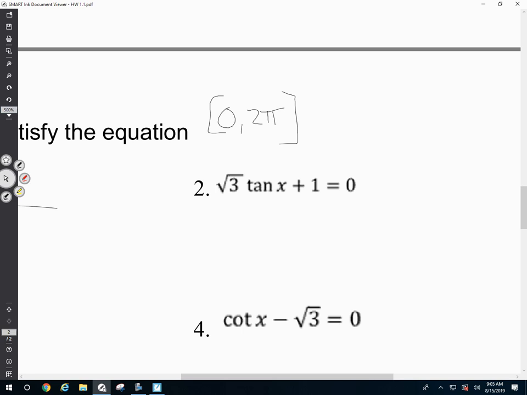Number 2, tangent of x times root 3 plus 1 is 0. So I get tan x by subtracting 1. I'll have root 3 tan x is equal to negative 1. I'm going to isolate the trig function first. Get tan x is equal to negative 1 over root 3. I'm going to probably rationalize this to give me negative root 3 over 3.